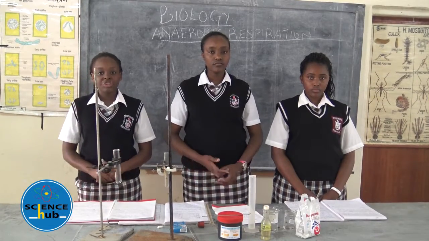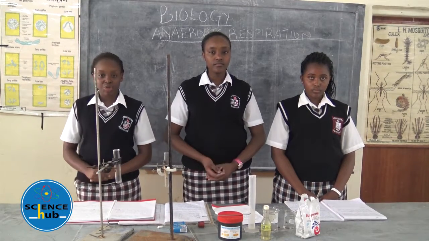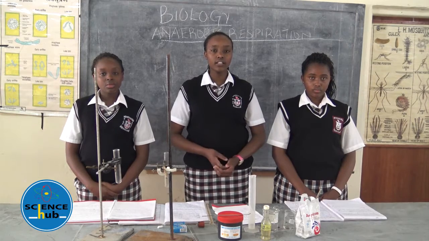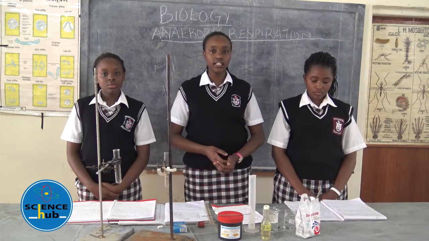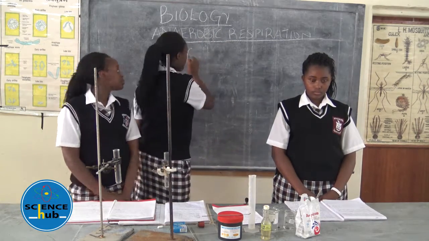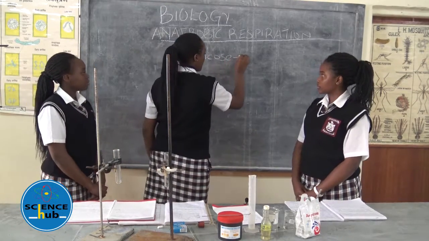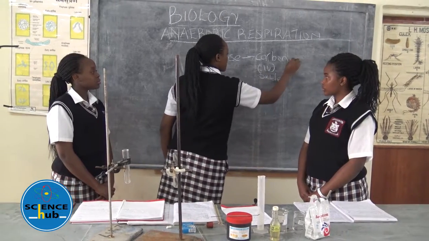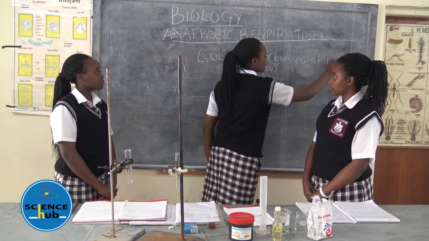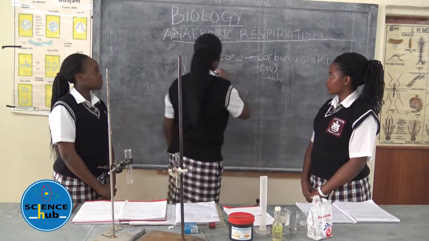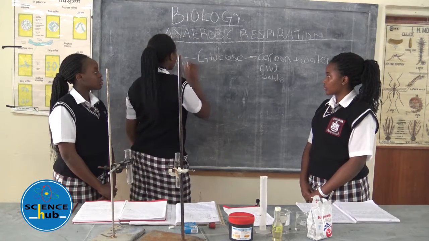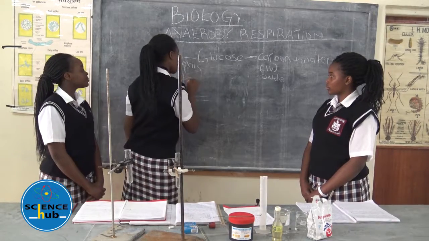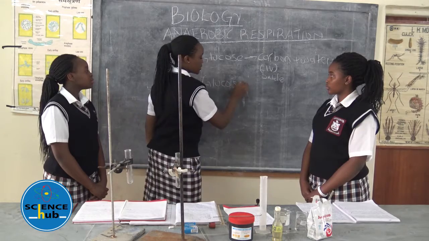Now I leave it up to my colleague to take you through the equations of anaerobic respiration. In plants we have glucose, which is broken down to energy plus carbon dioxide and water. And in animals we have glucose, which is broken down to lactic acid and energy.